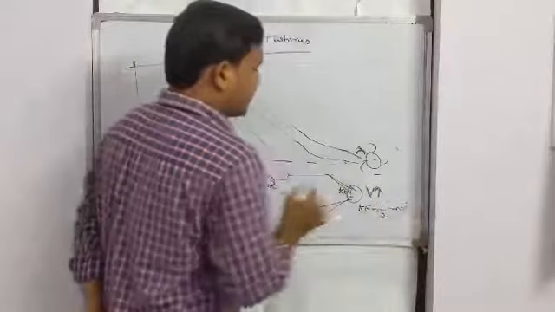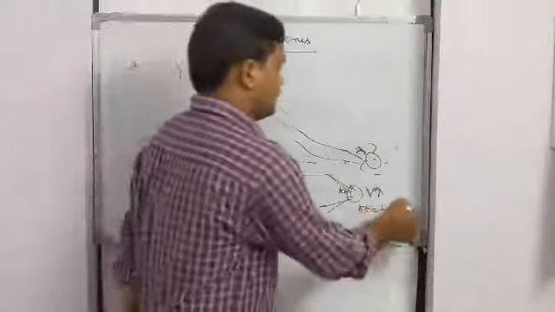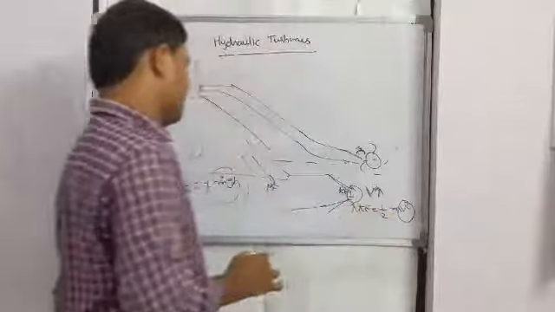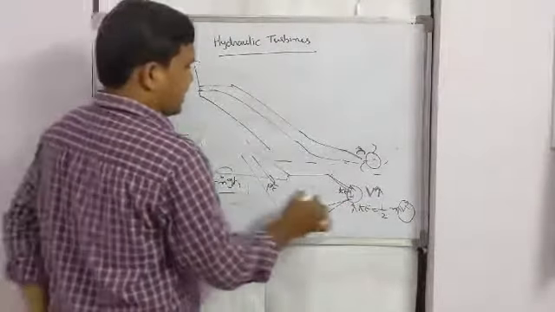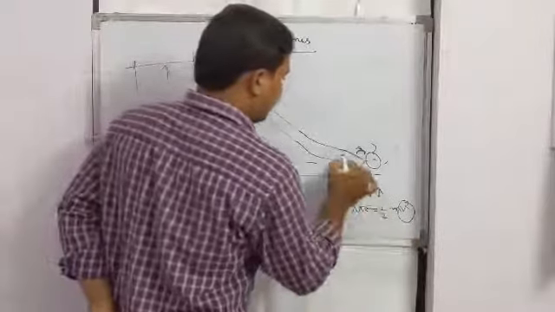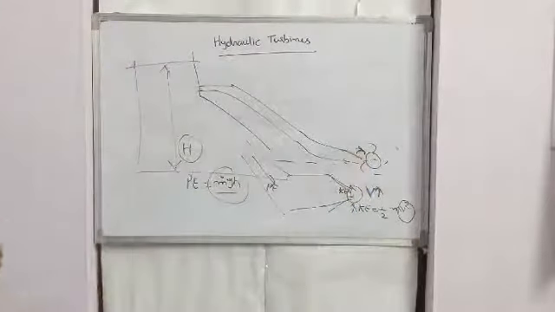Means at the entrance of the nozzle the velocity increases. When the velocity increases, the kinetic energy increases. So in hydraulic turbines, the potential energy is converted into kinetic energy by using a nozzle. The hydraulic turbines use potential and kinetic energy of the water and convert it into useful mechanical energy.